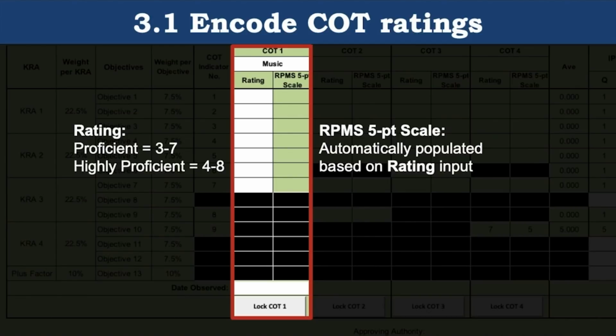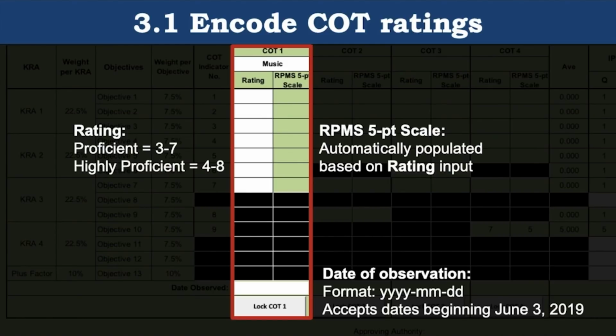For the proficient form, this column will accept values from 3 to 7. For the highly proficient form, it will accept values 4 to 8. The second column, the RPMS 5-point scale, will be automatically populated based on the input on the rating column. After inputting the rating, you need to input the date of observation at the bottom. This field accepts dates beginning June 3, 2019, using this format.